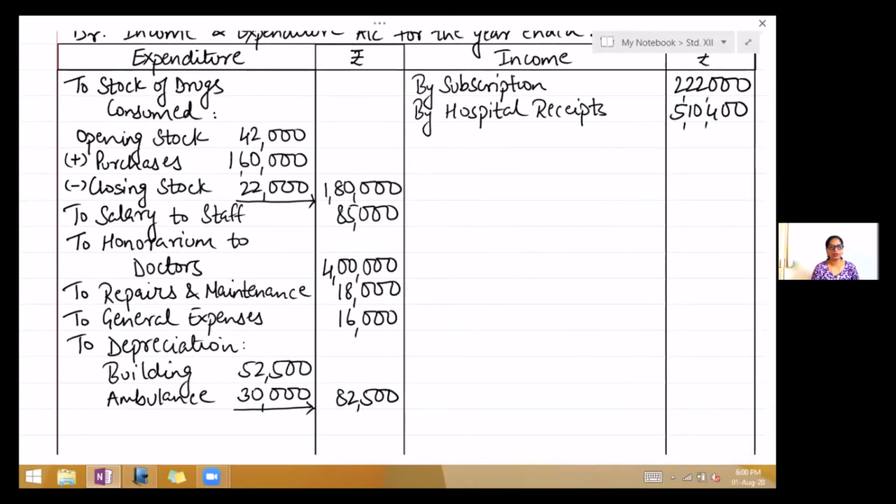Now we will close the account. So we will close income and expenditure account. See now which side is greater. Don't look at the number of items there. Take the total in pencil. Credit side, debit side. So your credit side total is 7,32,400.